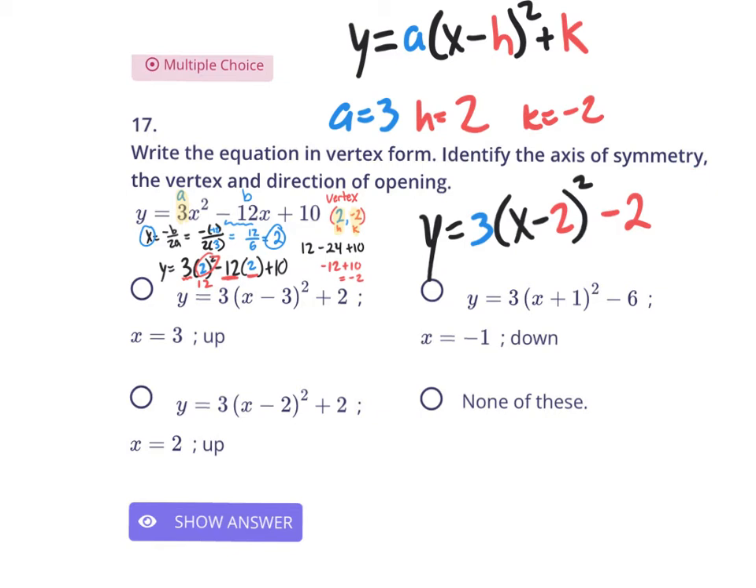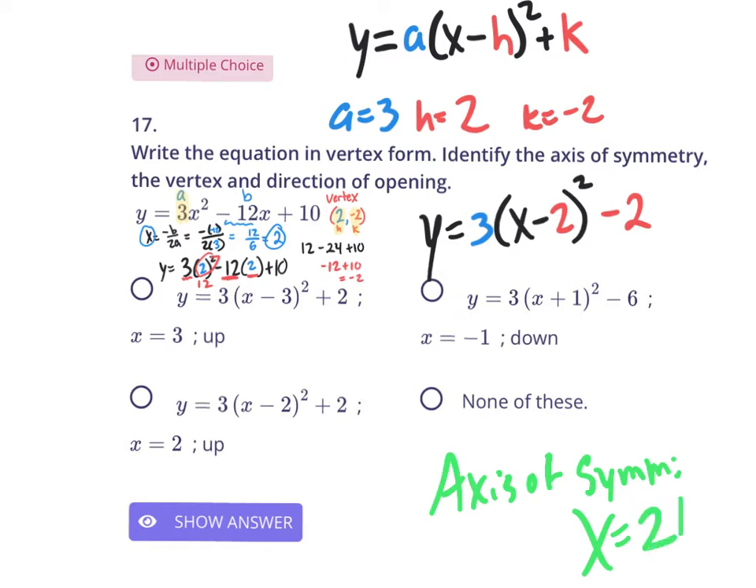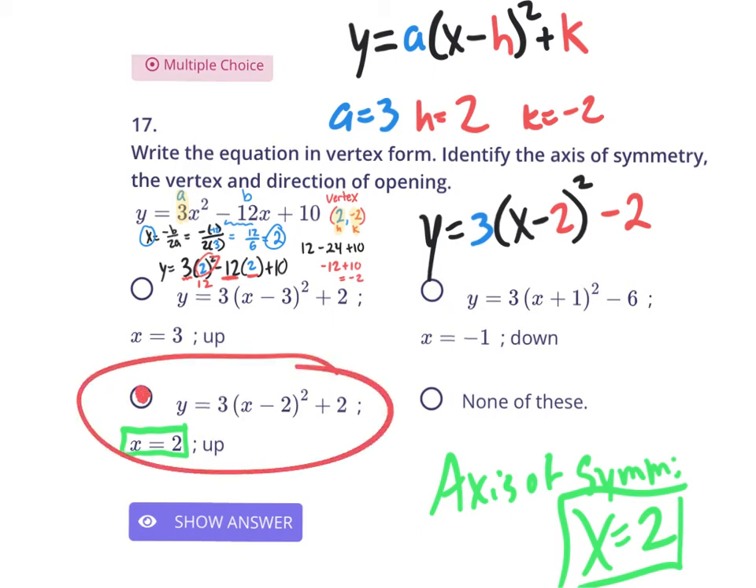Okay, and remember the axis of symmetry is really x equals the x value of your vertex, which in this case, the x value of our vertex was positive 2. So the axis of symmetry is x equals 2, and that's what they have right here on this multiple choice answer. And we know that the parabola opens up because the a value is positive. So we have the correct vertex form equation, we have the correct axis of symmetry, and we have the correct opening, which means that this is the correct answer right here. And that's what you're going to see on the final exam.